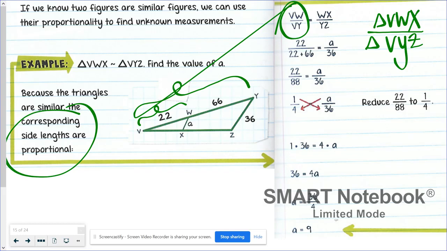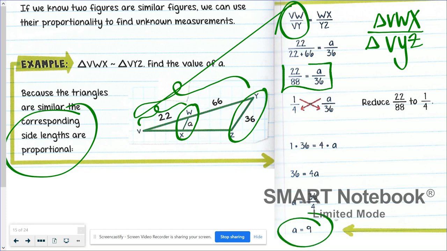Okay, so that's the pattern we're going to maintain. And so on the other side, they have WX over YZ. WX is the side of our smaller triangle, and YZ is the corresponding side of that in the larger triangle. So that's how they're getting this proportion here. And then from there, you simply cross multiply, divide, and you get that A is 9.